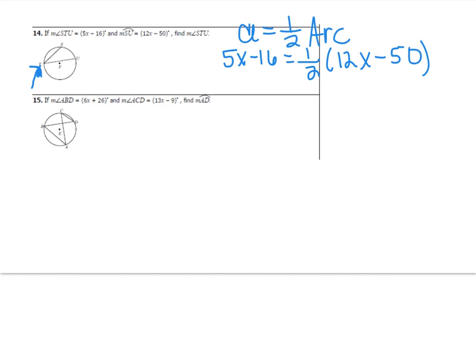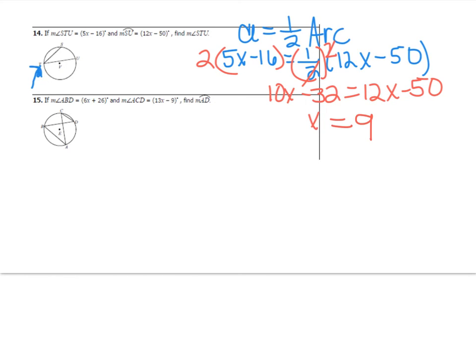A couple of ways we can do this. We could definitely multiply both sides by 2, which we're used to doing to get rid of the fraction. So I'm going to multiply this side by 2, and I'm going to put parentheses and multiply this side by 2. When I do that and distribute, I get 10x minus 32 is equal to 12x minus 50. Go ahead and solve that and find out what x is equal to. And we find out that x is equal to 9. You can plug it back in to make sure it's correct.